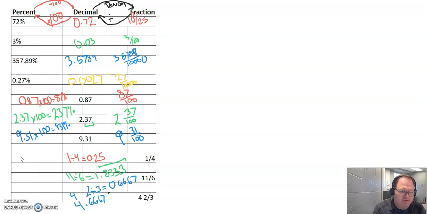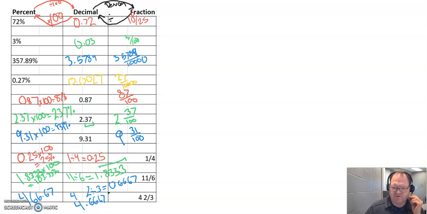And we know how to go from decimal to percent. It's just times 100. So 0.25 times 100 is 25%. 1.8333 times 100 and 4.6667 is 466.67%. Now our chart is filled in. Hopefully this helps.